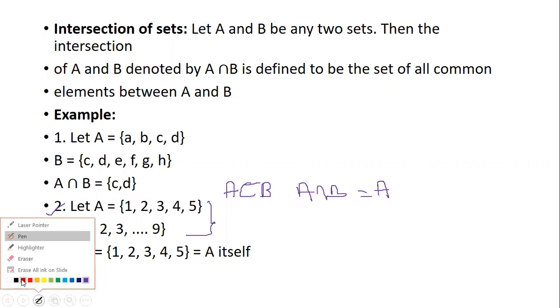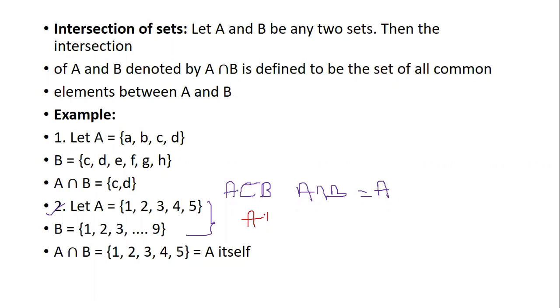Can you all say me what is A intersection B here? 1, 2, 3, 4, 5. Because you only have 1, 2, 3, 4, 5 common from set A to B. Right? So if you see here, you have 1 and 1, and then you have 2 and then 3 and then 4 and then 5. 6, 7, 8, 9 is not present in set A, so that is not common. So A intersection B is 1, 2, 3, 4, 5.